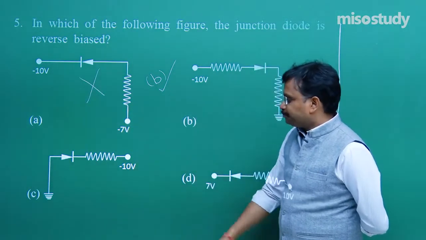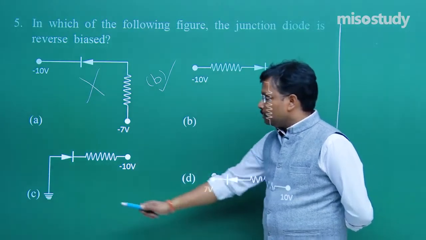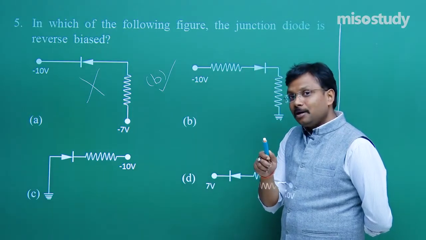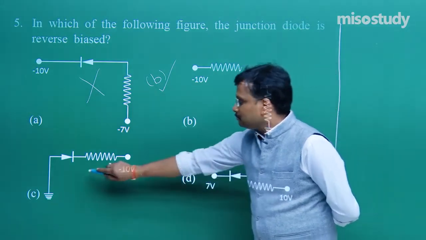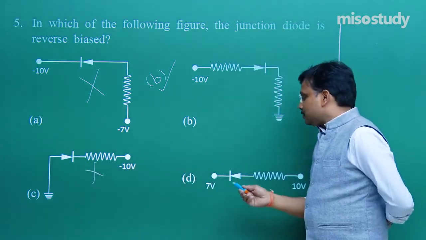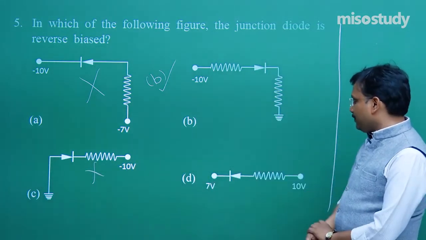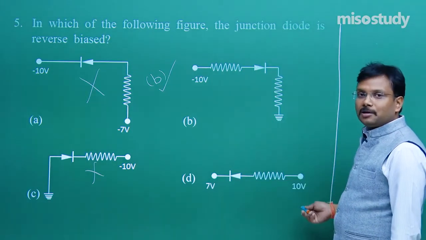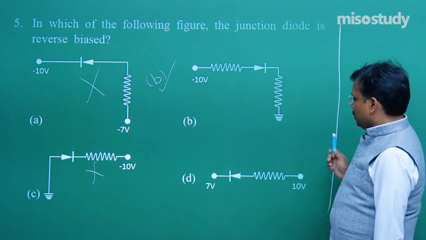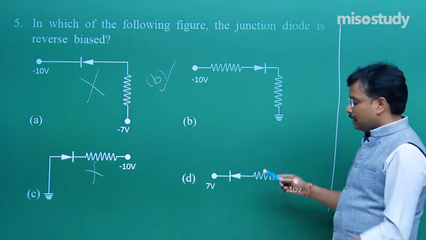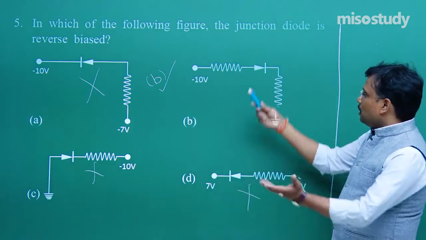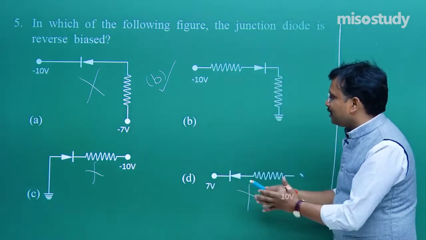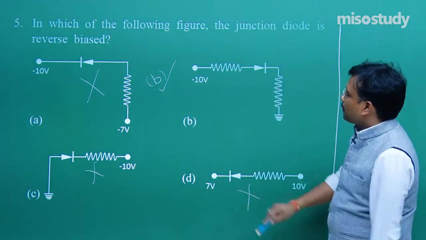Talk about C: minus 10 and 0. Obviously 0 is more, and P should be at lower. Let's talk about D: plus 7, plus 10. Again, imagine the situation. This should be less and this should be more, while it is reverse. Only the left option is this. So don't say that because A, C and D are incorrect, that's why it is correct. No, just take a look.